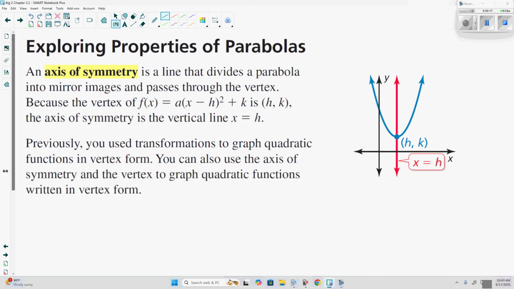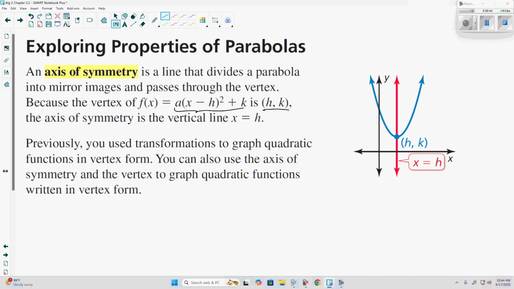Again, today we are still focused on parabolas. This whole chapter will be over parabolas. And what we're looking at today are some of the key parts of a parabola, some of the properties of it. When we're given vertex form, a times x minus h squared plus k, we can get two main pieces straight from the equation. One of them is the vertex, and the other is the axis of symmetry.